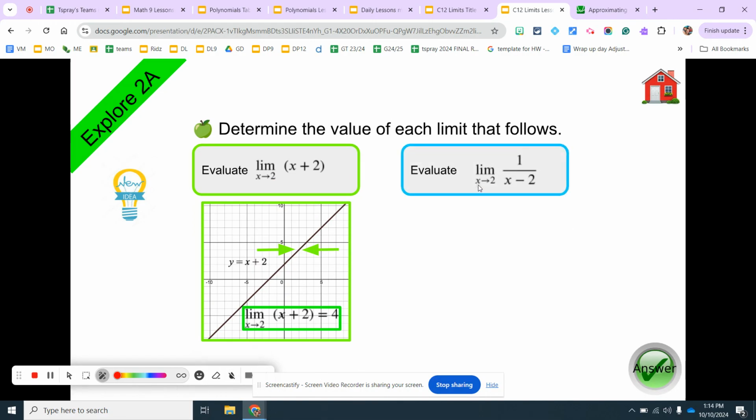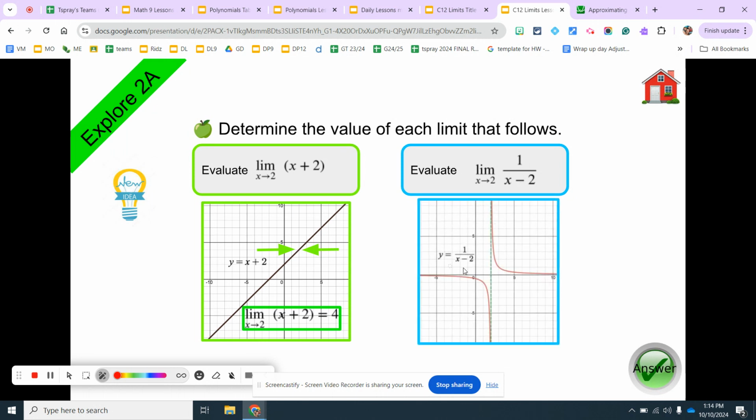Now, let's look at this one. As x goes to 2 here, we're going to have 1 over 0, and we know that that's going to be undefined. So when you place 2 in here, it is undefined. So if we have 1 over 0, it's undefined.